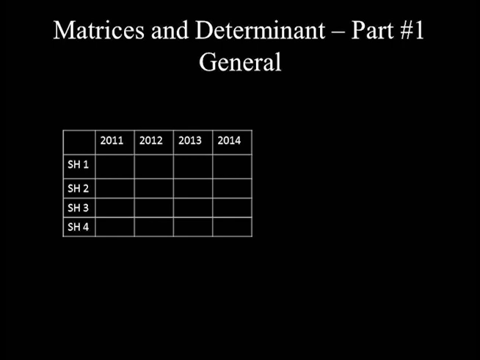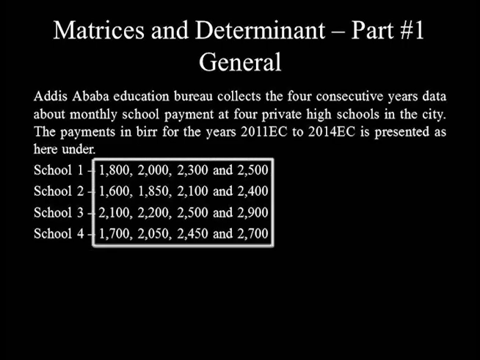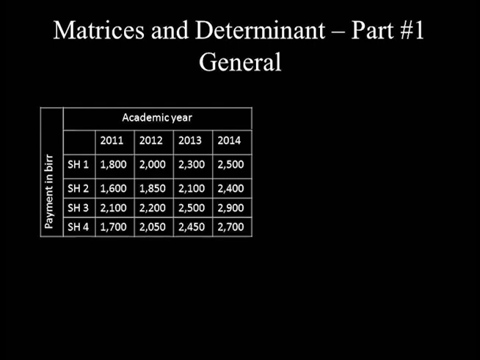To clarify for what purpose the columns and the rows are standing for, let's add a merged row at the top and label it as academic year, and a merged column at the left and label it as payment in birr. Then let's copy the payment in each of the boxes in the table. This is a well-constructed, attractive, and easily readable statistical table.